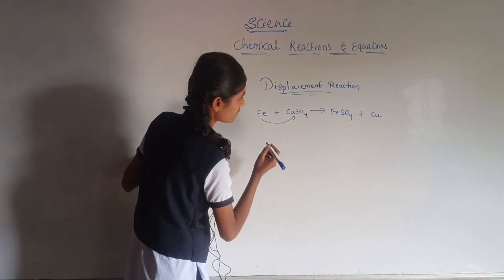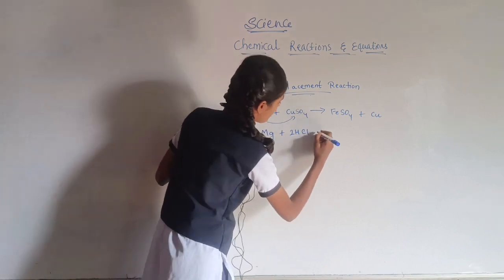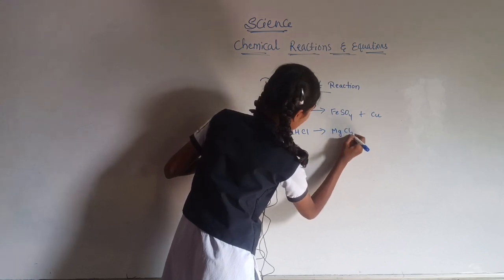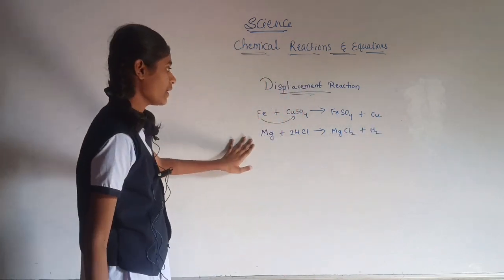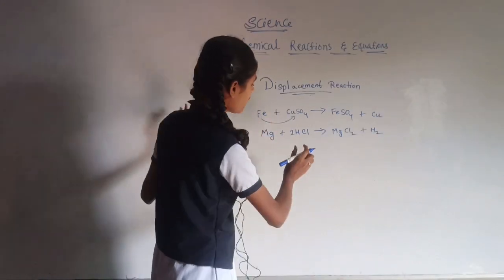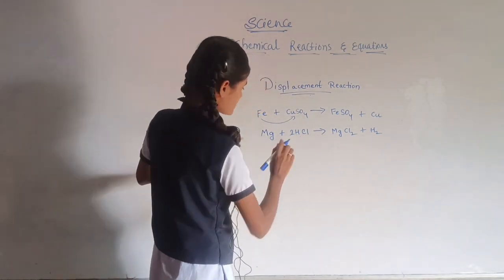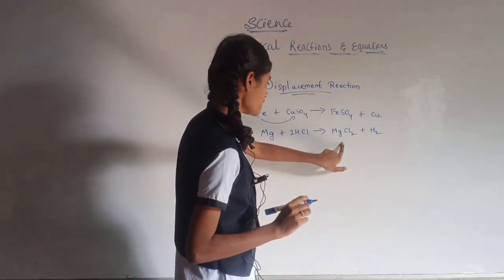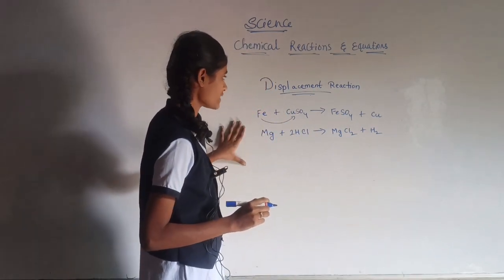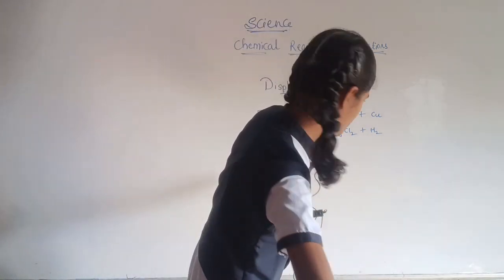Some more examples: magnesium plus HCl, which is hydrochloric acid, gives magnesium chloride and hydrogen gas. So here also the magnesium is reacting, displacing the hydrogen in the HCl. As it displaces hydrogen, magnesium chloride is forming and hydrogen gas is evolving out. Only a single displacement is taking place here. So, displacement reaction.